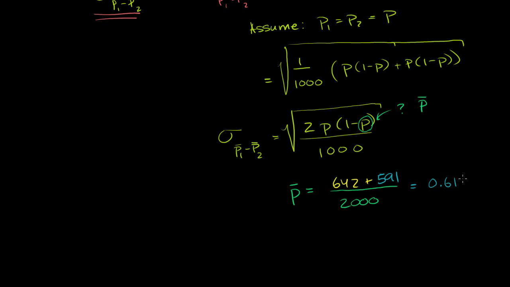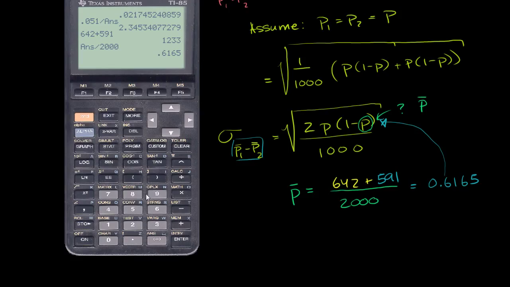0.6165. And this is our best estimate of this consistent population proportion that is true of both men and women, because we are assuming that they are no different. So we can substitute this value in for p to estimate the standard deviation of the sampling distribution of this statistic right over here, assuming that the proportion of men and women who will vote for the candidate is the same. So let's do that.